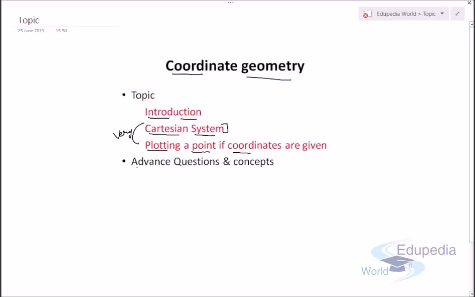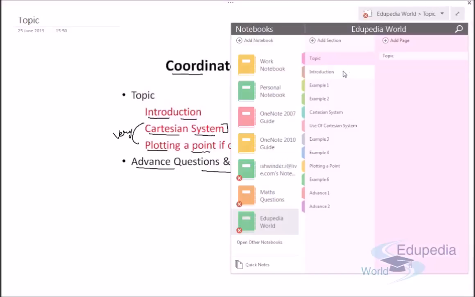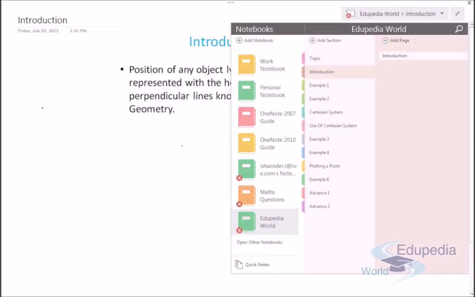Then we'll discuss some of the advanced questions and concepts which are useful when you study coordinate geometry in higher classes. So we follow the same strategy again. We discuss each and every concept through example. So let's get started with the first concept, which is introduction to coordinate geometry.